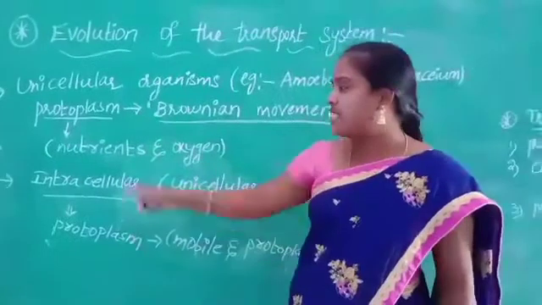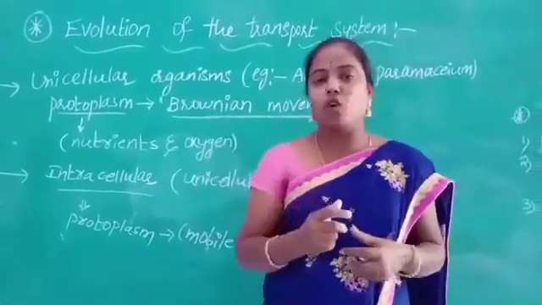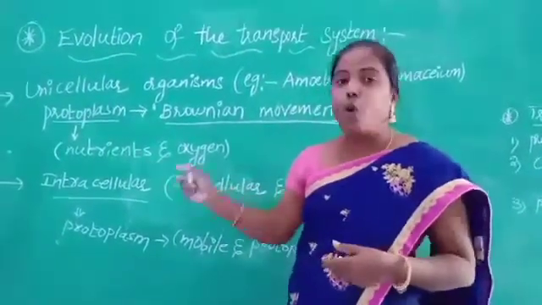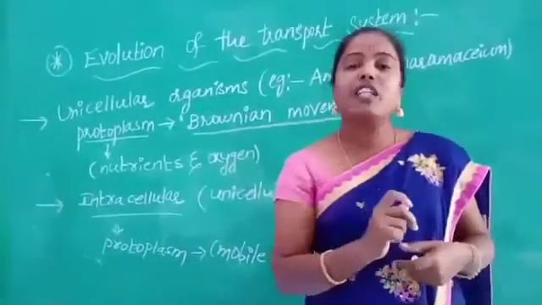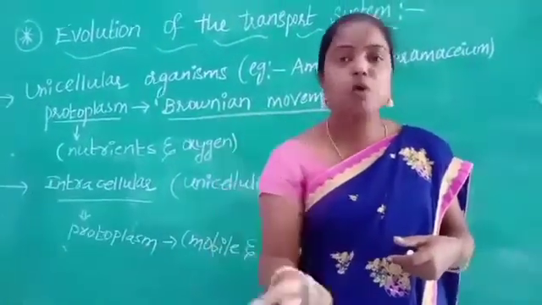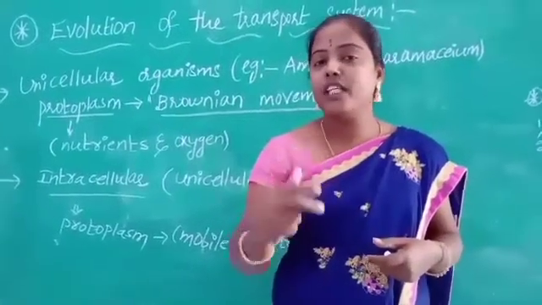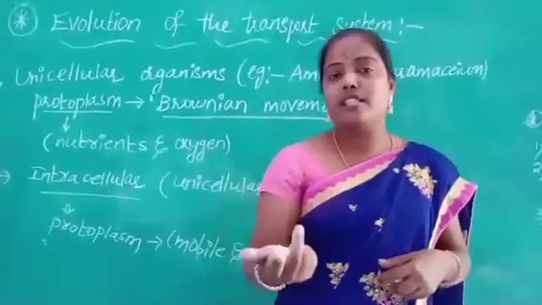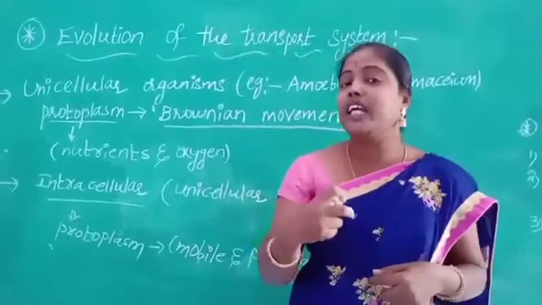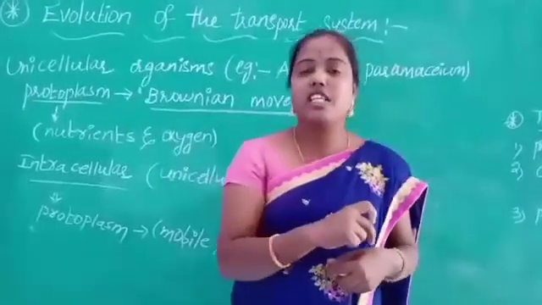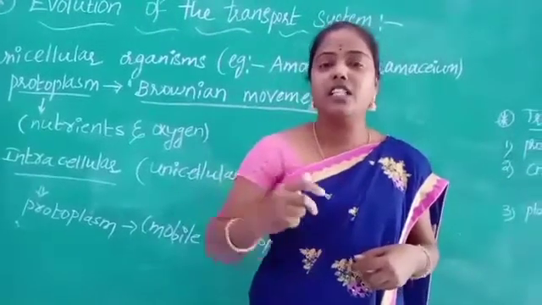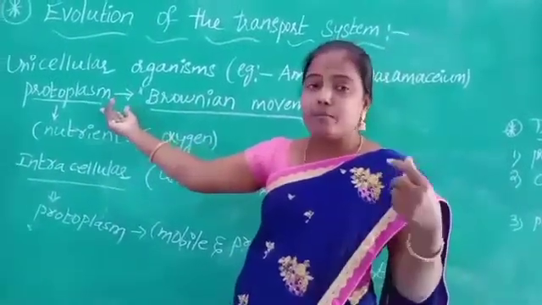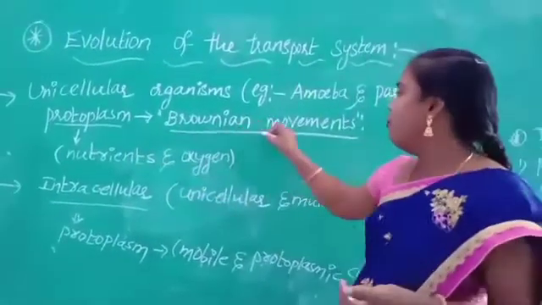With the help of protoplasm, the nutrients and oxygen are taken in. What is the function of protoplasm? The protoplasm absorbs the nutrients and oxygen into the unicellular organisms and removes the waste materials from them. So the protoplasm absorbs nutrients and oxygen inside the cell and excretes the waste materials outside of the cell. Here the protoplasm shows some movements. This movement is called Brownian movement.